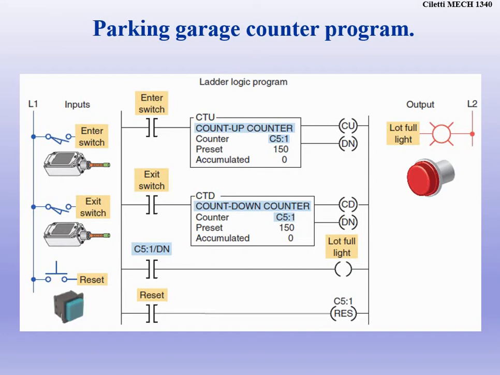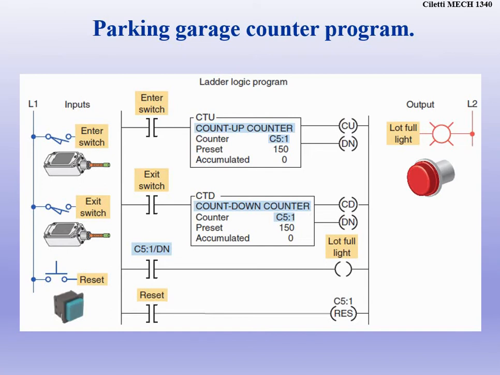Now, here's the very important part. Notice they have the same tag. Even though we have a count up counter in rung 1 and a count down counter in rung 2, they carry the same counter tag. So that's how it's going to know. You'll see the accumulated value as it counts up. If you hit the enter switch a whole bunch of times, you're going to see that accumulated count go up. But then as you hit the exit switch, that accumulated count is going to go down.